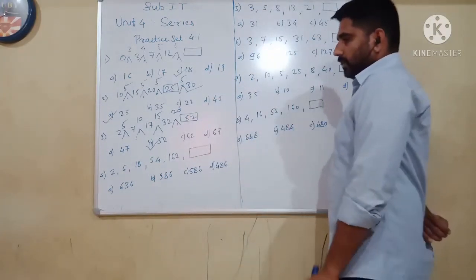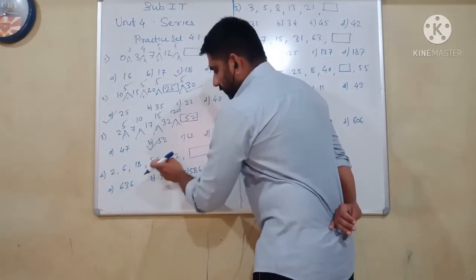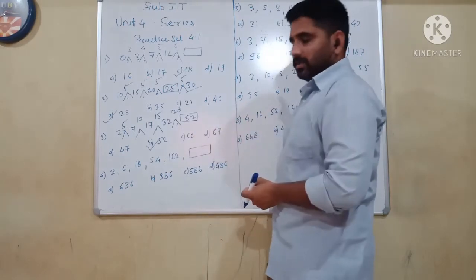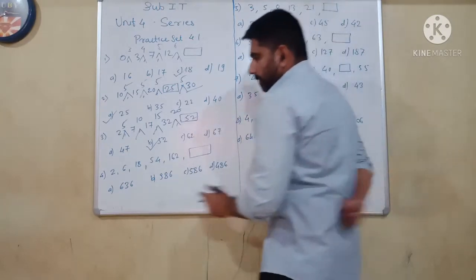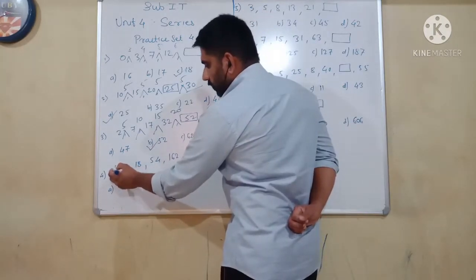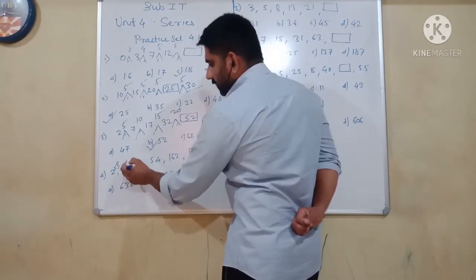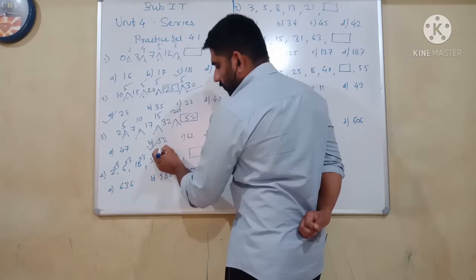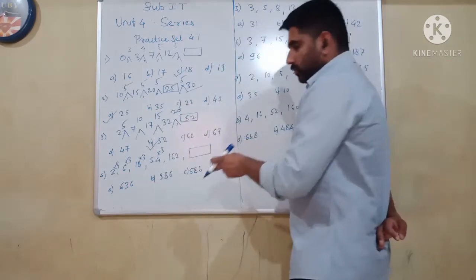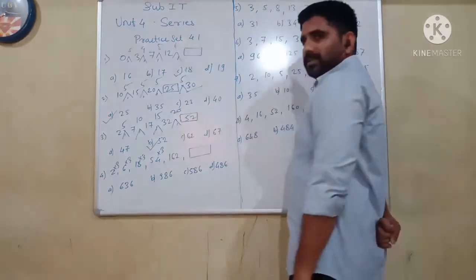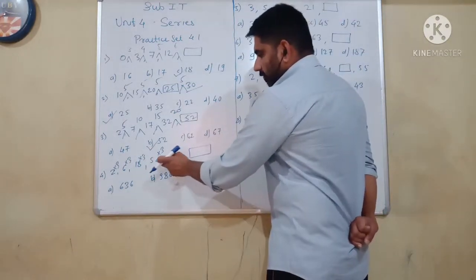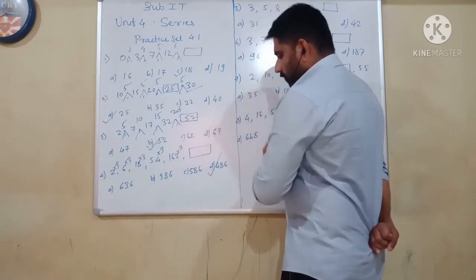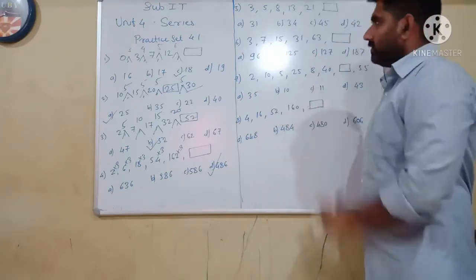Next, see here: 2, 6, 18, 54, 162. Try to find out which type of sequence is given. If you check it carefully, how can we conclude? 2 into 3 is 6. 6 into 3 is 18. 18 into 3 is 54. 54 into 3 is 162. So here a multiplication by 3 series is given. So 162 into 3 will be 486, which is the right option.